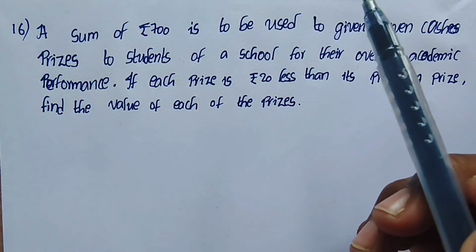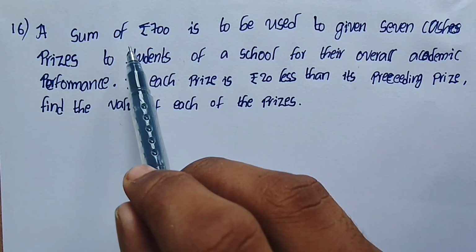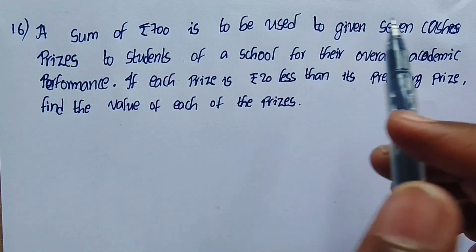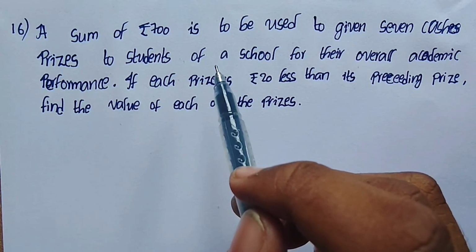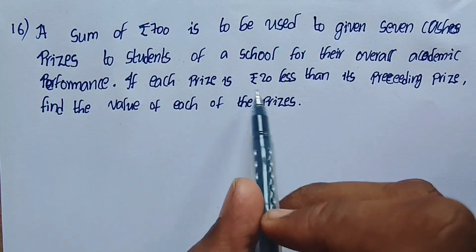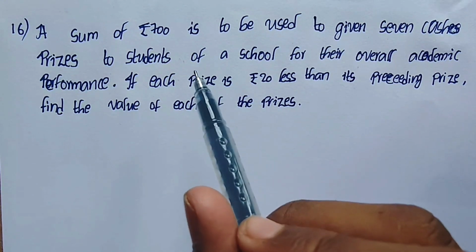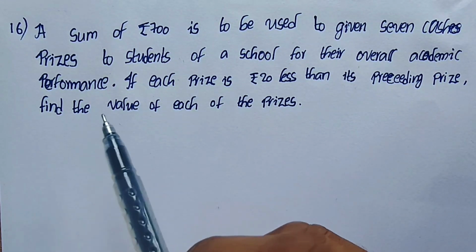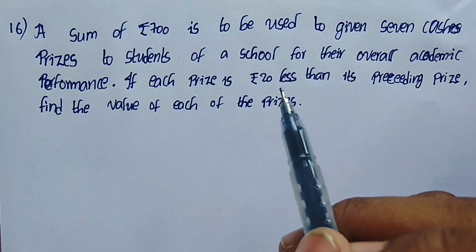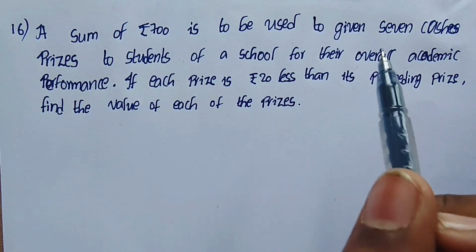He said in the question there are 700 rupees total, means S_n is equal to 700 rupees, and a school is giving cash prizes to 7 members. If the first prize is x, the second prize will be 20 rupees less, means x minus 20. He said find the values of each prize, means first prize, second prize, third prize, and so on to the seventh prize. So let us solve it.